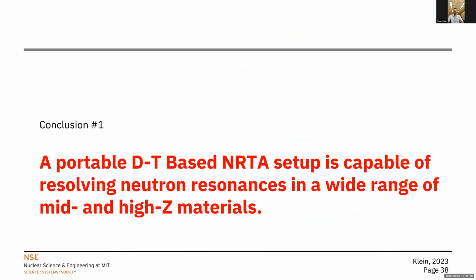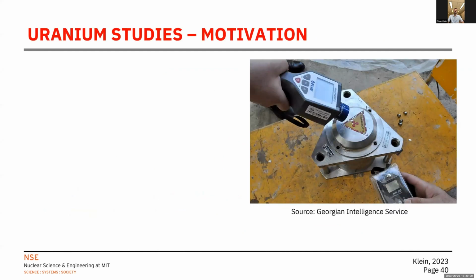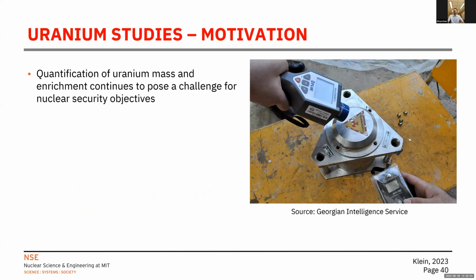So that's super cool. So now let's look at some of the applications of this for the nuclear security interests that we all have. So application one is detecting uranium and quantifying it. So why do we care about this? Well, what we don't want to do is for folks to smuggle uranium and for us not to be able to detect it. Now, it's a big challenge in terms of quantifying both the mass and enrichment of uranium material, and they continue to pose a challenge for international inspectors and domestic intelligence agencies.